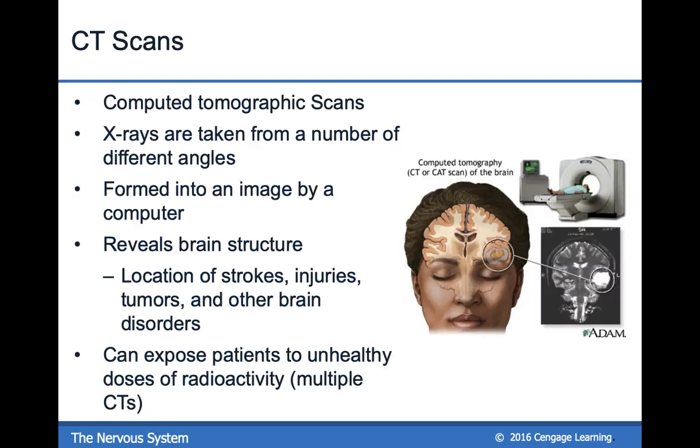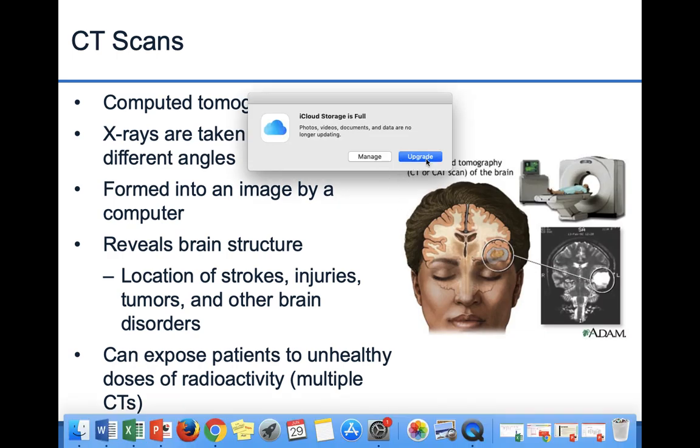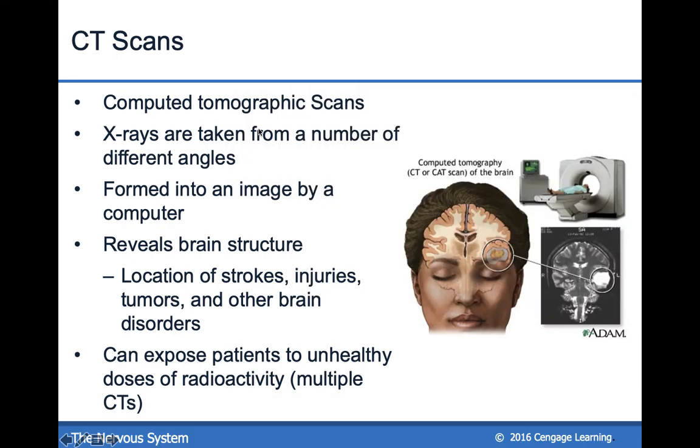So, one of the most basic ones is a CT scan. That stands for computed tomographic scan. What they're doing is they're actually taking x rays at a bunch of different angles. So essentially, they're making slice pictures of the brain, and then in a computer, they can put that image together to create a more 3D structure. And when they're looking at this, we can reveal some of the internal brain structures. So we can look at location of strokes, injuries, tumors, and other disorders. If you look at the picture on the right, you can actually see a tumor show up, and it shows up like a bright white on the X-ray.